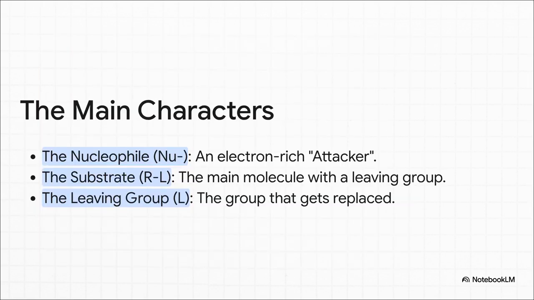Now, every good story needs its main characters, right? In our reaction, we've got three. First up is the nucleophile. Think of this as the attacker. It's packed with electrons, and it's looking for a new place to bond. Then, we have the substrate. That's the main molecule that's about to be changed. And finally, the leaving group. As the name suggests, this is the part that gets kicked off to make room for our attacker.